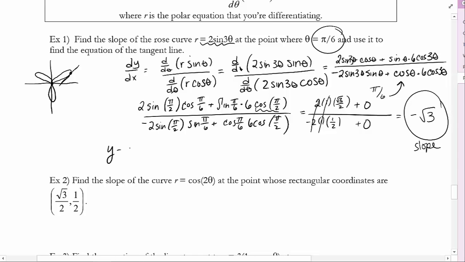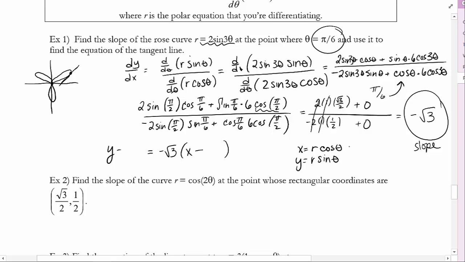A tangent line is y − y1 = m(x − x1). So I need x and y. Well, x and y come from x = r cos θ and y = r sin θ.